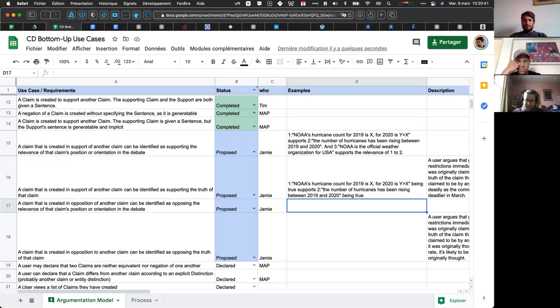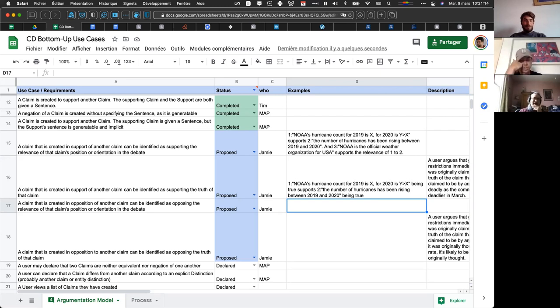Okay, let's keep with the same example because it's working well for us. The 1, 2, 3 above. There's a specific value of X, a specific value of Y, and then somebody comes and says, you know what? Actually, NOAA said a different X and a different Y, and here's the reference. So I'm opposing the initial one. I'm not opposing its relevance. It's still perfectly relevant. It's just false. That's very different. Saying it's false versus it's irrelevant.